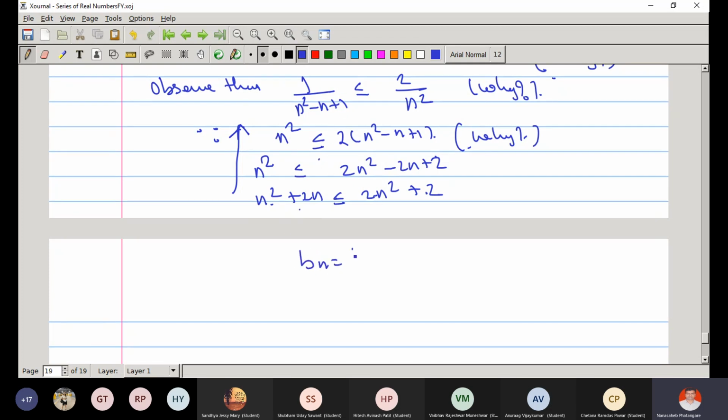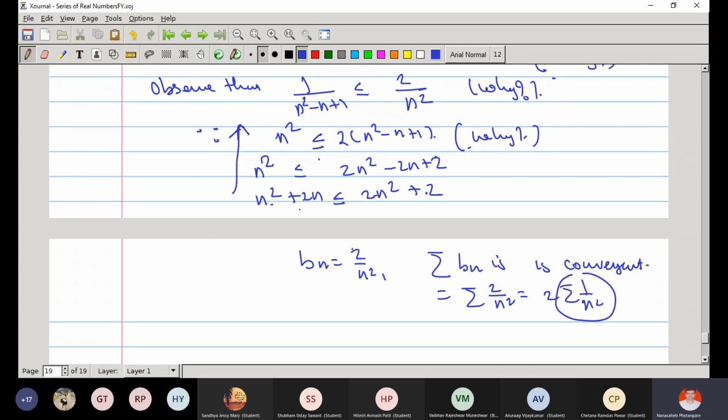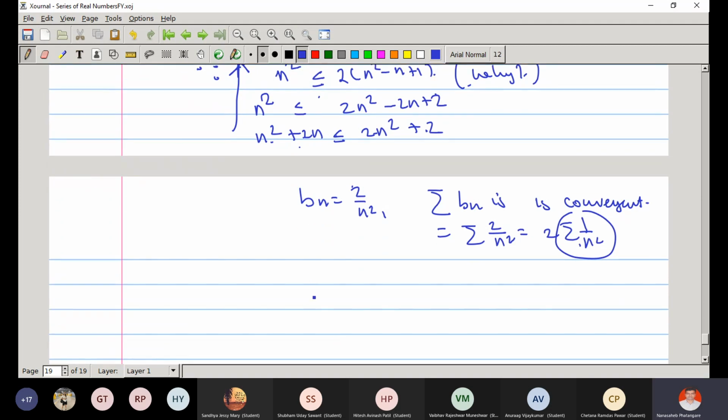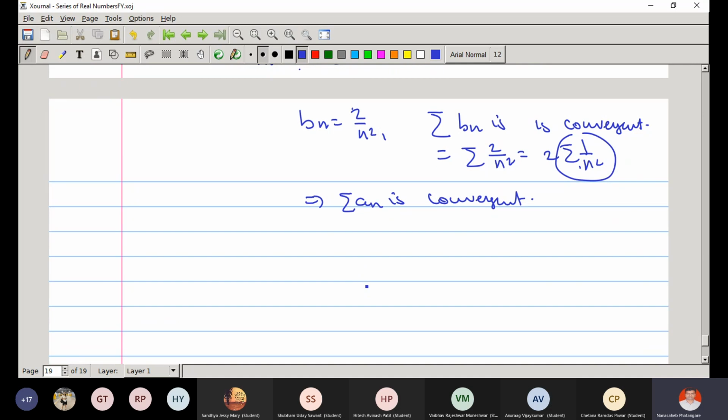Now if bn is 2 upon n square, then bn is convergent. Am I right? Yes, sir. Right, because bn is just 2 times the summation of 1 by n square. So this sum is finite. If a sum is finite, multiplied by 2 it is still finite. Right, and therefore an is convergent. This is one reason, but actually there is another test.